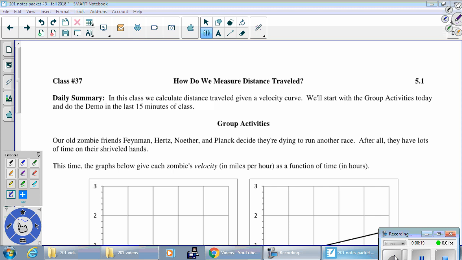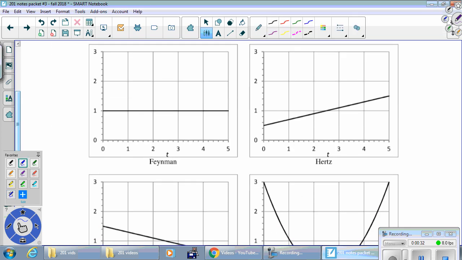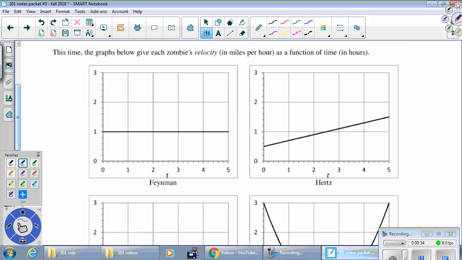Our old zombie friends Feynman, Hertz, Noether, and Planck decide they're dying to run another race. After all, they have lots of time on their shriveled hands. This time the graphs below give each zombie's velocity in miles per hour as a function of time in hours. On all the graphs, the vertical axis is velocity in miles per hour, and the horizontal is time in hours.